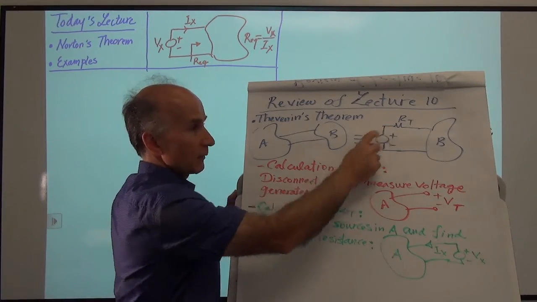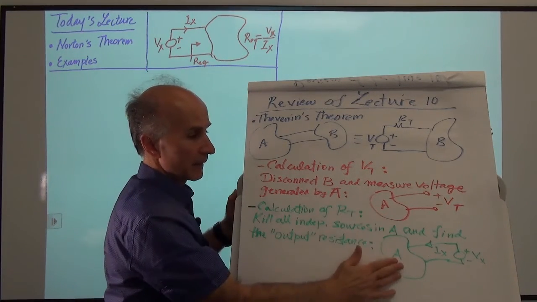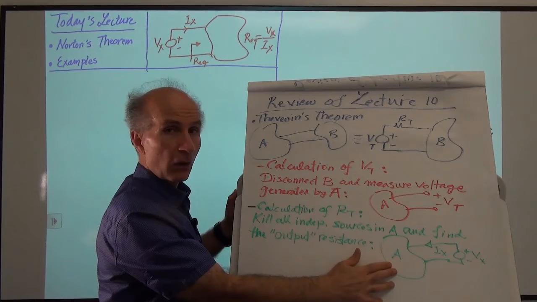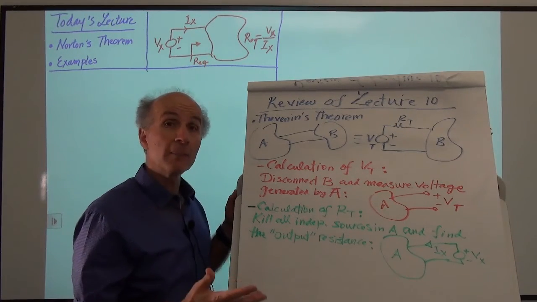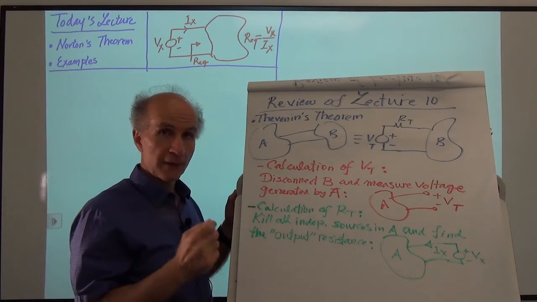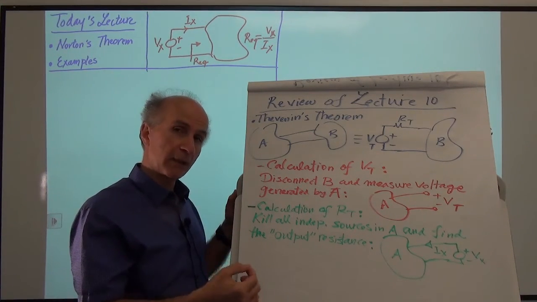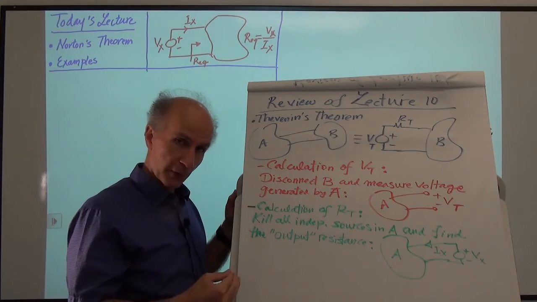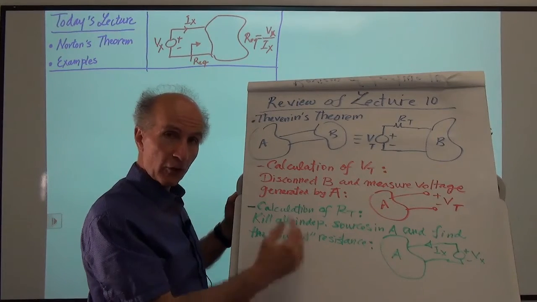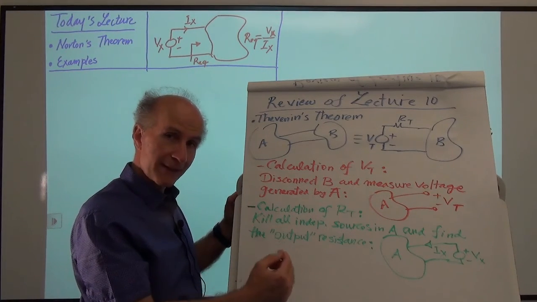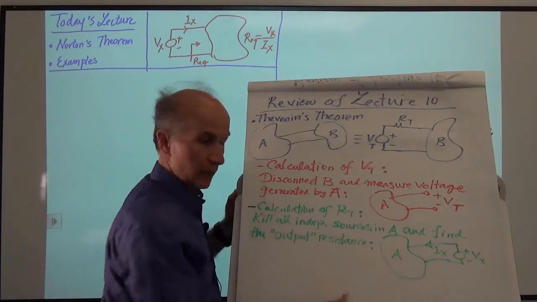For the resistance, to find RT, we take the same circuit again, but this time we kill all the independent sources inside this box, all of the inputs in this box. So we set them to 0 properly. Remember, for voltage sources, they become a short circuit. For current sources, they become an open circuit. And now we end up with this network. And our job is to find the resistance that we see, that we can measure between these two wires.